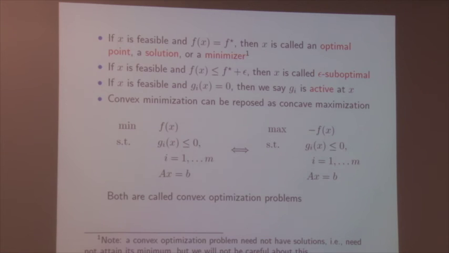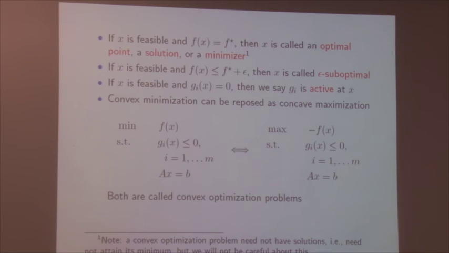So if we've got a feasible point x, and it achieves the optimal value, that's a solution. You can see there's many ways to call it, but we'll refer to it as a solution to the problem. And if it's away from the optimal value by epsilon, we're going to call it epsilon suboptimal. And this concept is going to come back when we talk about the convergence rates of various methods, like gradient descent.